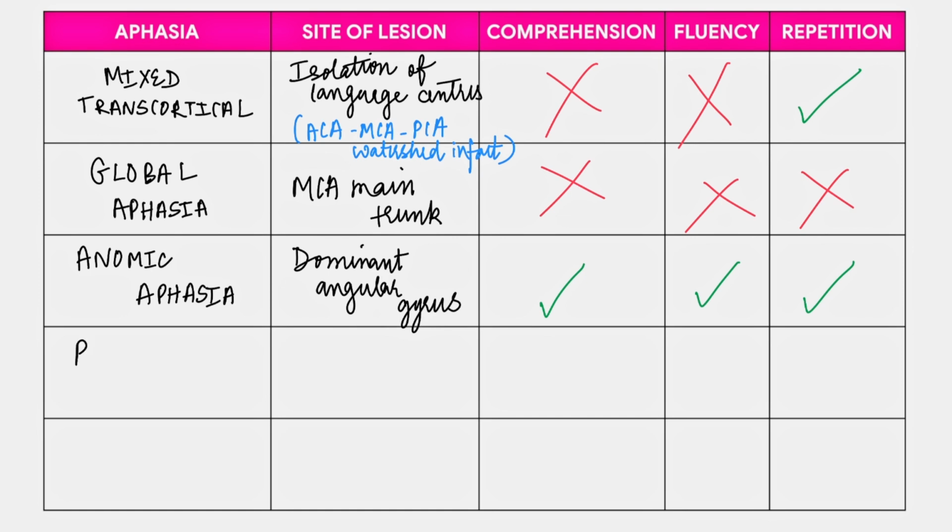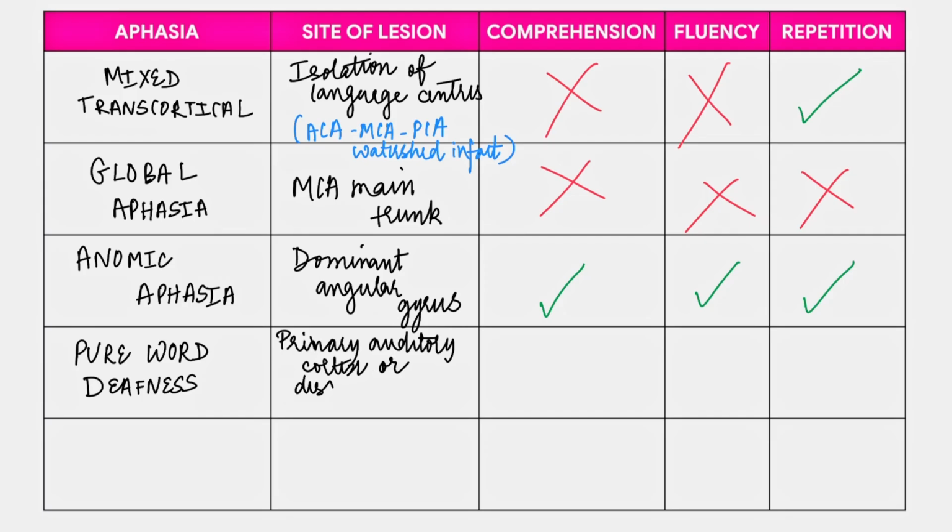Then next we have something called pure word deafness. Here the lesion is in the primary auditory cortex, or if there is disconnection from Wernicke's area.